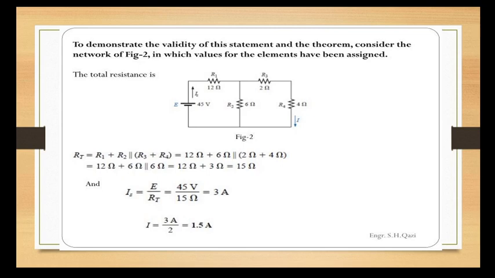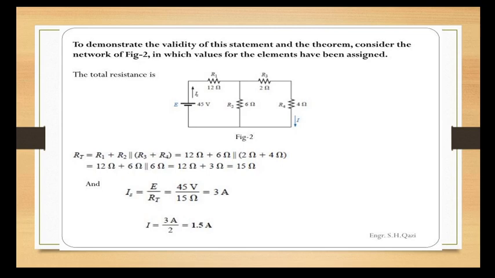You can see that R1 and R2 are in series. Similarly, R3 and R4 are in series. But these combinations are in parallel. That is, R1 plus R2 is parallel to R3 plus R4. So you can calculate the total resistance: R1 plus R2 parallel R3 plus R4. That gives you the total resistance as 15 ohm. You know how to calculate the effective resistance when resistors are connected in series as well as parallel.